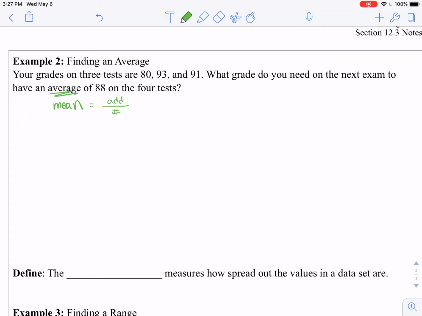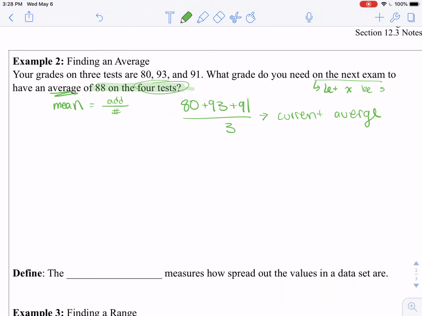So let's add them up. We have 80 plus 93 plus 91. If we divide that by 3, that will give us our current average. That's what we're earning right now. But that's not what we care about. We want to find 4 tests. What grade do you need on the next test to get an average of 88 on all 4 tests? Well, if we want this average, we need to pretend we've already taken the 4th test. So we're going to say, let X be our score on the 4th test.